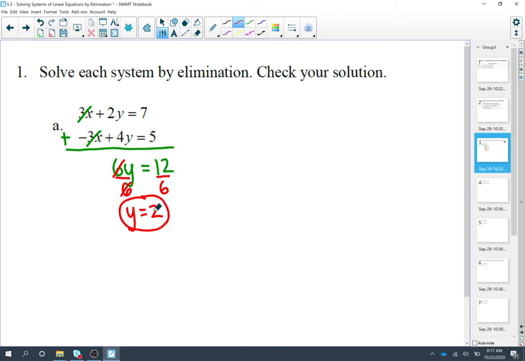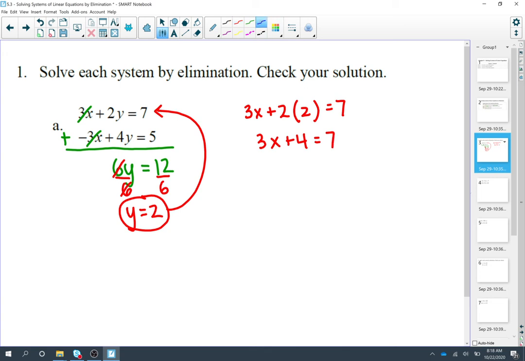Now at this point, I have to take the 2 and substitute it back into one of these equations in order to find the x value. It does not matter which one you substitute back into, so I'm just going to choose to substitute it back into the first one. So I'm going to have 3x plus 2 times y, which is 2, equals 7. That's going to give me 3x plus 4 equals 7.